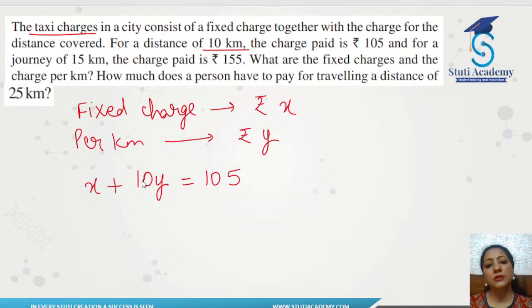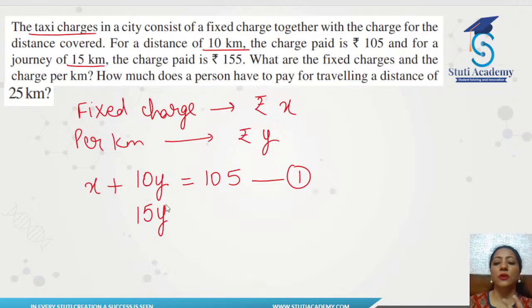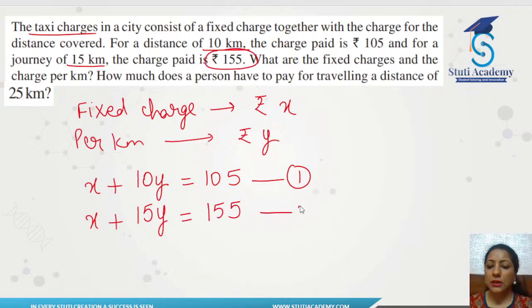So for traveling 10 kilometers, we will pay 10Y rupees. That's the first equation. In the same way, in the second case, it's given to us that we are traveling 15 km. So we are paying 15Y rupees, Y rupees for every kilometer. So 15Y rupees for 15 kilometers, and X rupees, that's the fixed charge. So the total charges which we are paying in the second case is 155 rupees. That is the second equation.